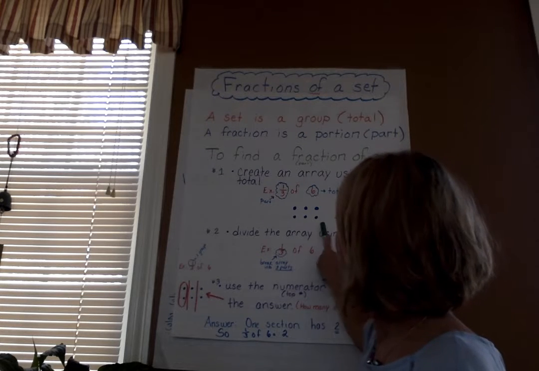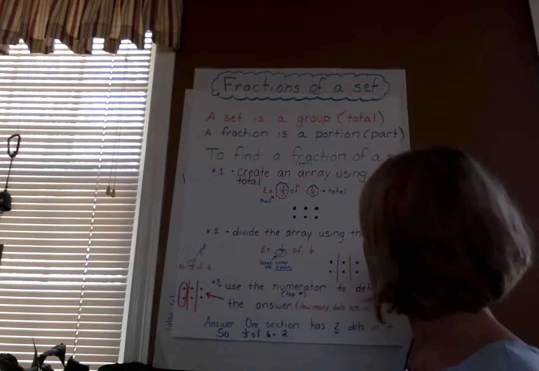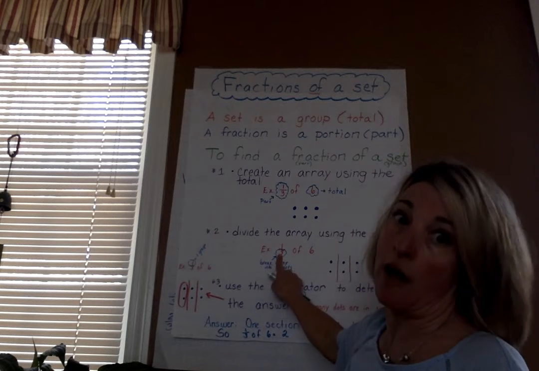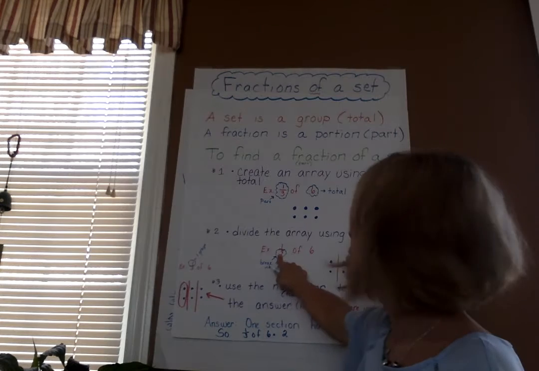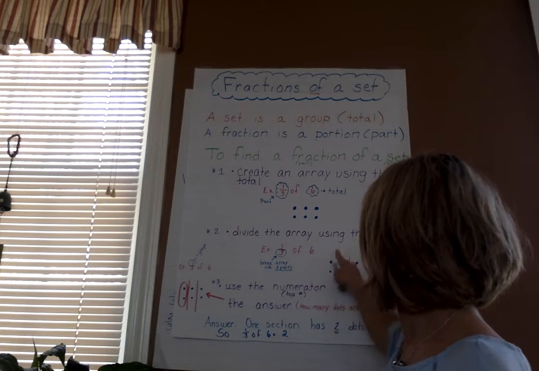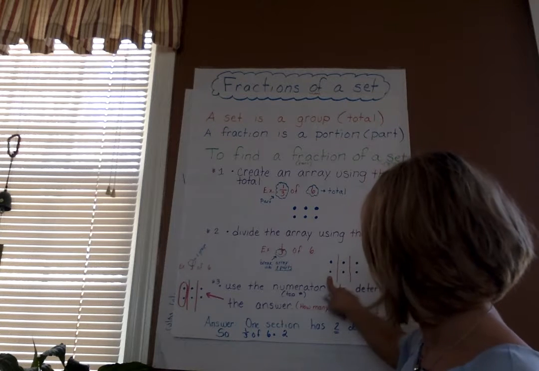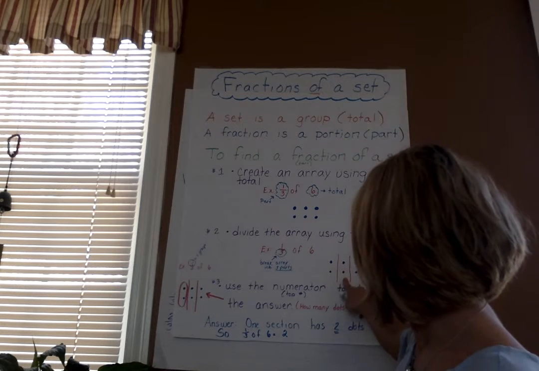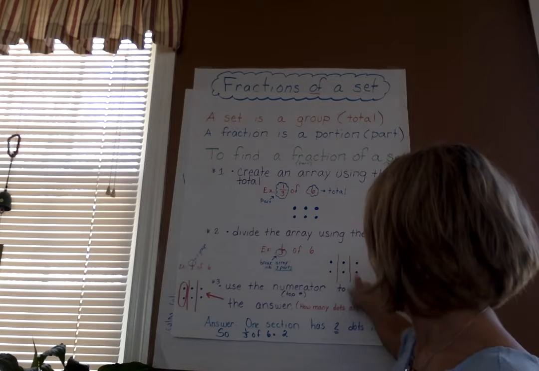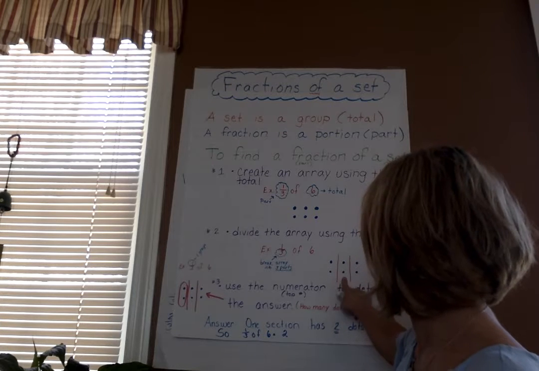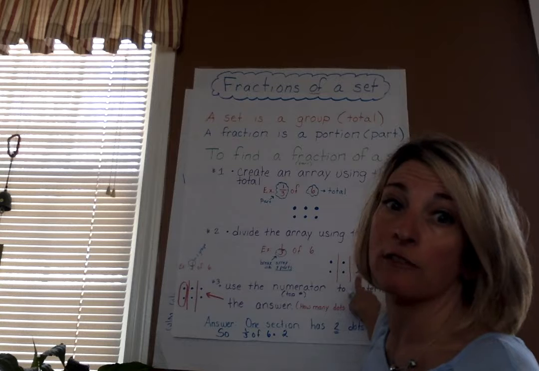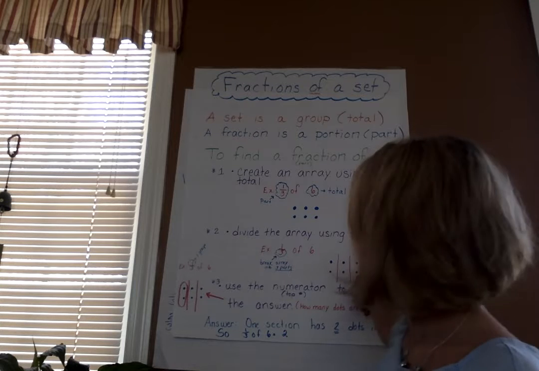So once you have that array, then you're going to divide the array using the denominator. So that would be 3. So I'm going to break it up into 3 groups. This is group 1, this is group 2, and this is group 3. Or 1 part of the 6, 2 parts of the 6, and then 3 parts of the 6.